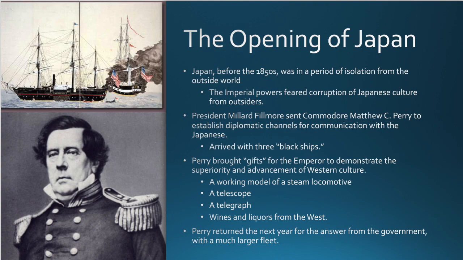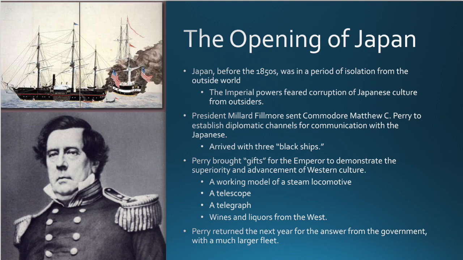Something important to keep in mind, and we're going to look at this a little bit more tomorrow, is that the Japanese were still running around with swords and medieval-style melee weapons, and did not have things like gunpowder, guns, and steam power, the kind of things that a lot of Western countries had. And so Perry, to further demonstrate this show of power, brought gifts to the emperor.